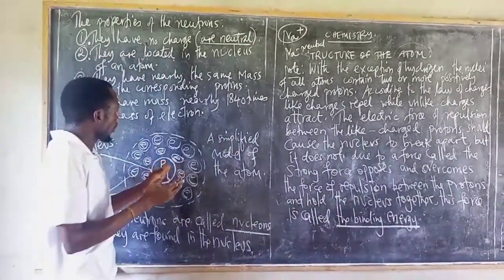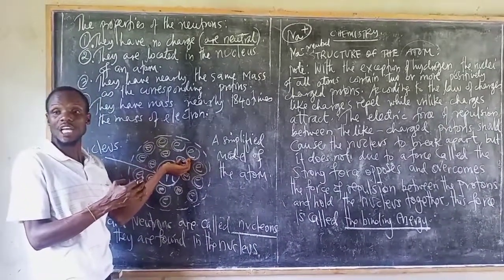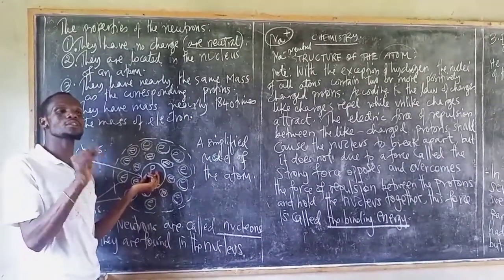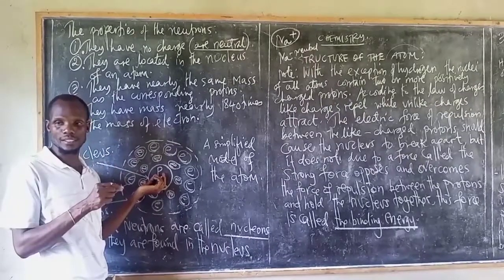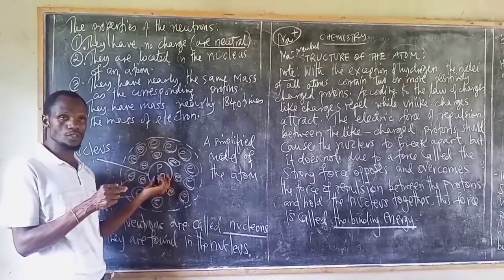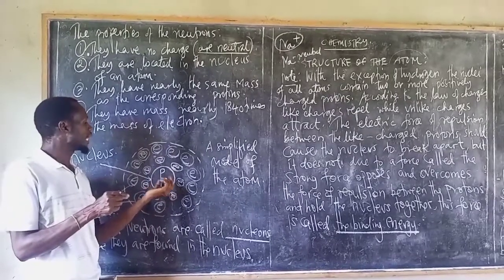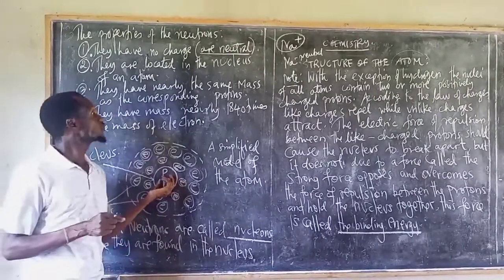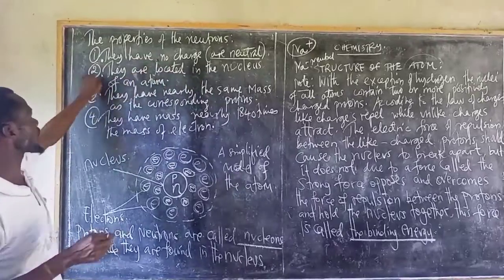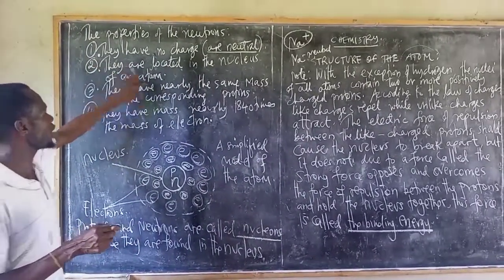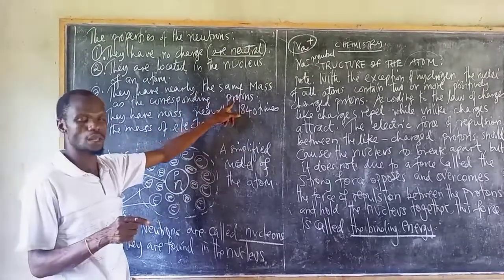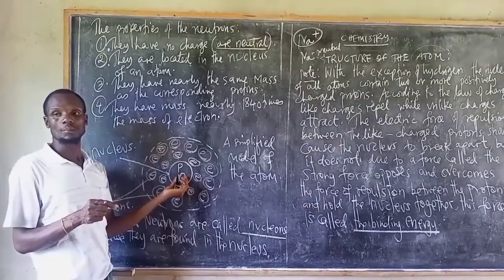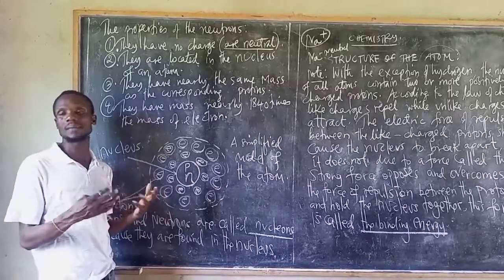So we had the negatively charged particles that revolve around the nucleus. And also, we had protons, which are positively charged particles and are found in the nucleus. But inside the nucleus also, Chadwick discovered that there were neutrons, which have no charge. They are located in the nucleus of the atom. They have nearly the same mass as the protons, meaning the mass of protons and neutrons is nearly the same.